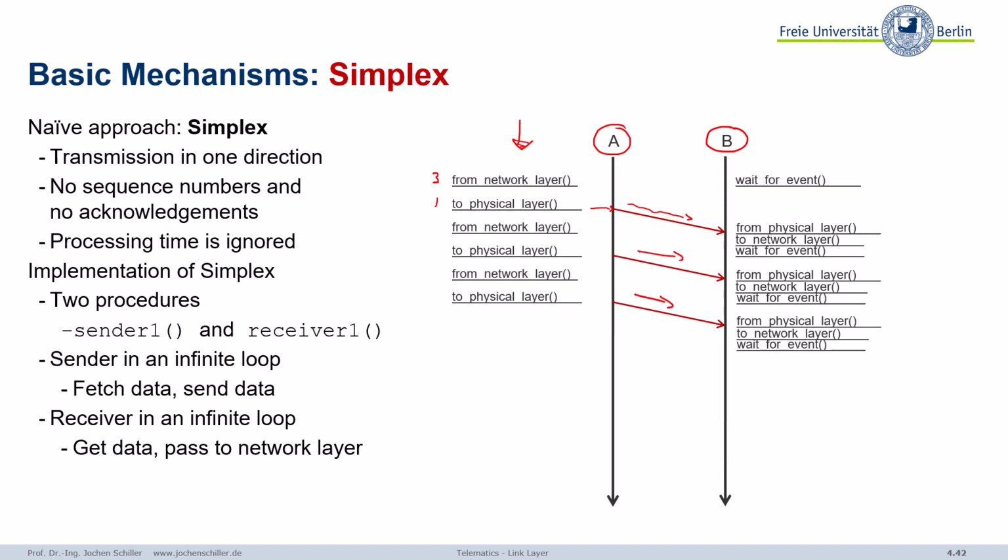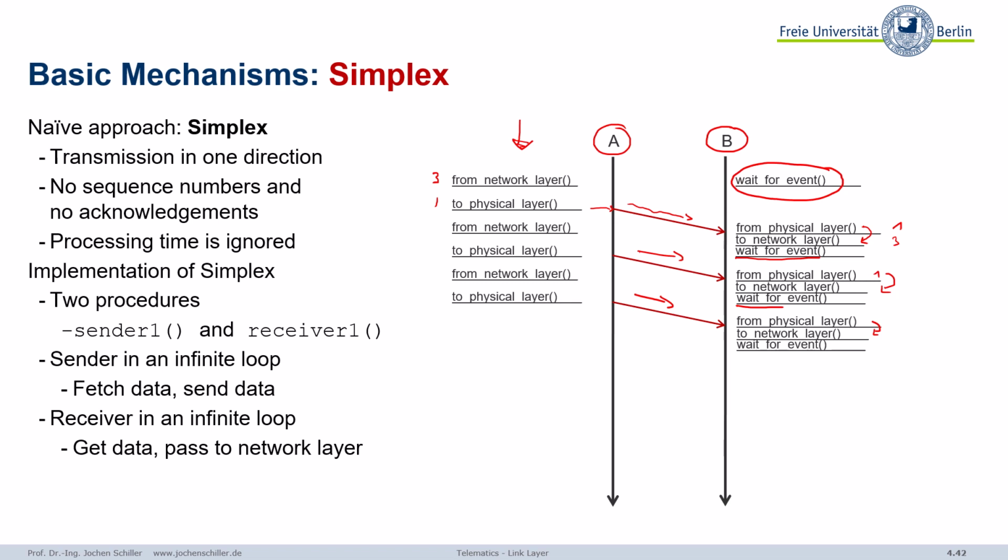On the receiver side, we start waiting for an event, we wait that something happens, and then suddenly data shows up at the physical layer, and we, as a very simple link layer, also on the side of this computer B, simply give it then to the network layer. So from layer 1, we give it to layer 3, and then we wait again until the next data arrives, and so on. And we could run this in an infinite loop. We fetch the data, we send the data, on the receiver side, we get the data, and we pass it to the network layer. So this is very simple. Basically, this is all you have to do.